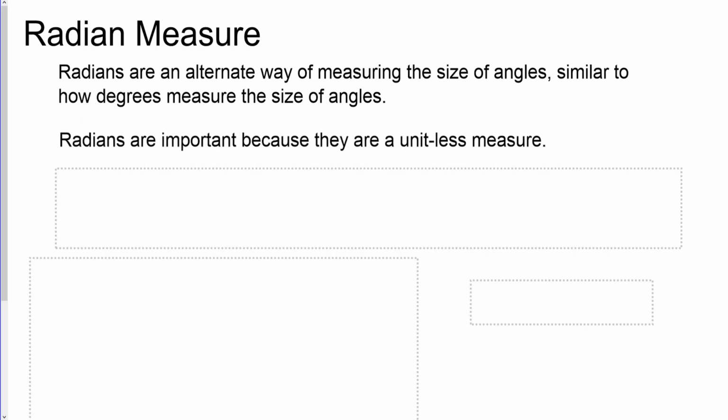Radians are important because they're a unitless measure. So when you're speaking in terms of degrees, you have to say 280 degrees, 19 degrees. You have to indicate that you're referring to degrees. It's not necessary to indicate that you're referring to radians because technically there's no unit of radian. It's just a single number. We often do say the term radian after how large we're indicating an angle measure is, but again, it's not necessary.